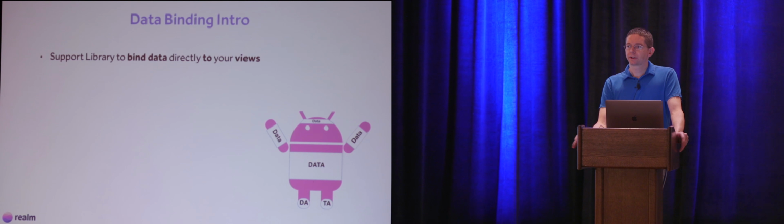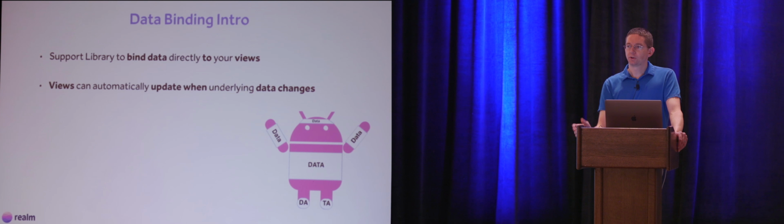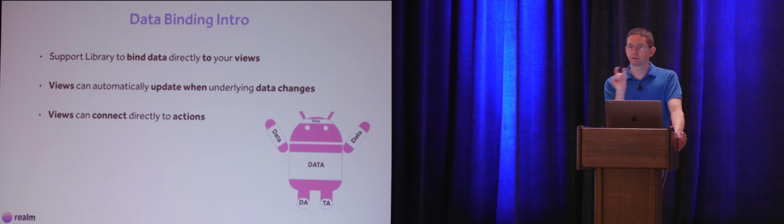Okay, first a quick introduction. If you've never used data binding before, really all this is is a support library from Google that allows you to bind data directly to your views. You don't have to find these views by ID and set the values of, say, text fields and everything within your activities or fragments. The views can point directly to the data model. They can also point directly to a model to perform actions. So you can essentially get your activities and your fragments out of the picture completely and let that interaction happen between your views and your model.